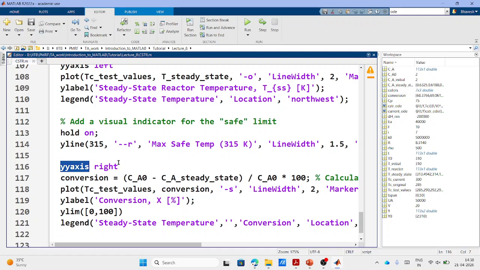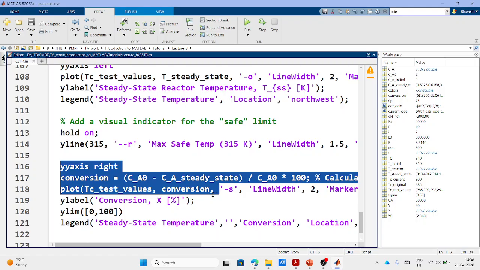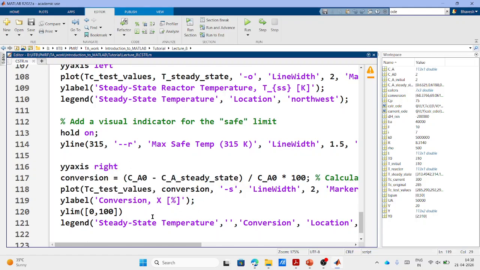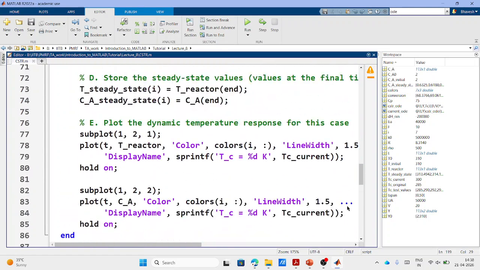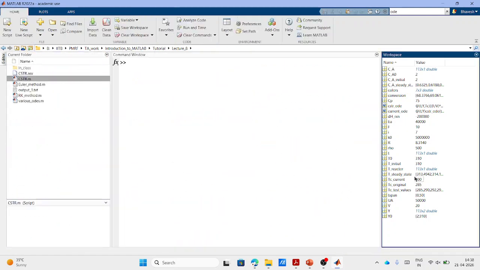Then I'm writing yyaxis right, so it will create a secondary y-axis on the right hand side. After that I'm finding the conversion and plotting that conversion with respect to Tc. Okay, so this will be plotted with the right axis. You can provide limits etc., then provide the title and run the command. All the variables are also stored in between.